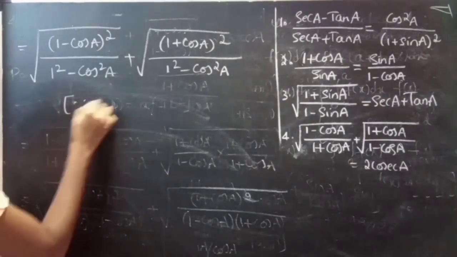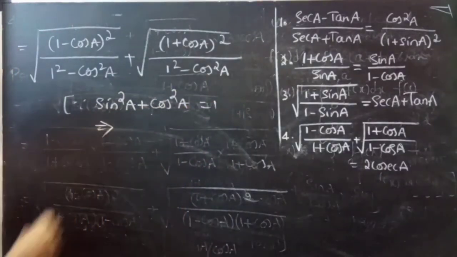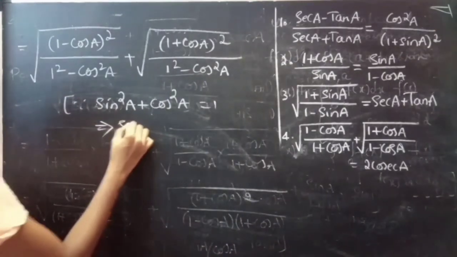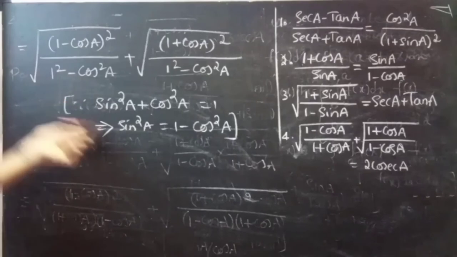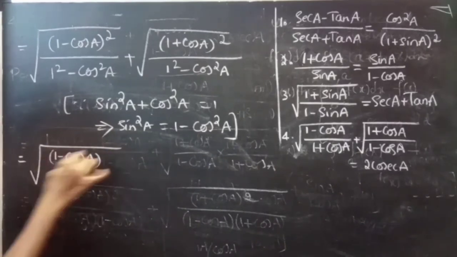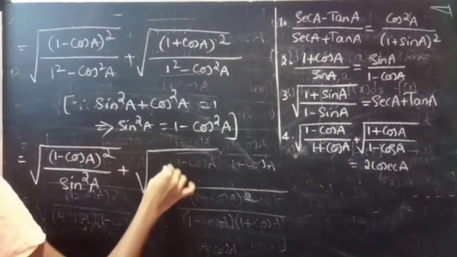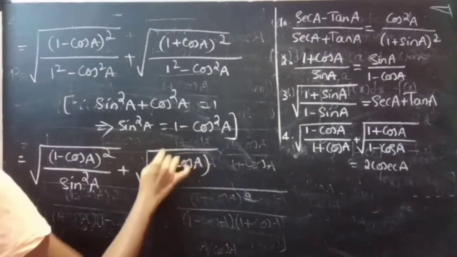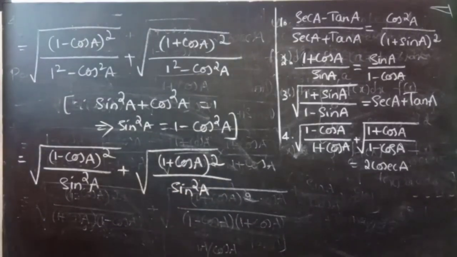Since you know that sin square A plus cos square A equals 1, if you take cos square A to the right hand side, then you will get sin square A equals 1 minus cos square A. Now we can replace 1 minus cos square A with sin square A. So this equals root over (1 minus cos A) whole square by sin square A plus root over (1 plus cos A) whole square by sin square A. Since 1 square is 1, we have replaced 1 minus cos square A with sin square A.